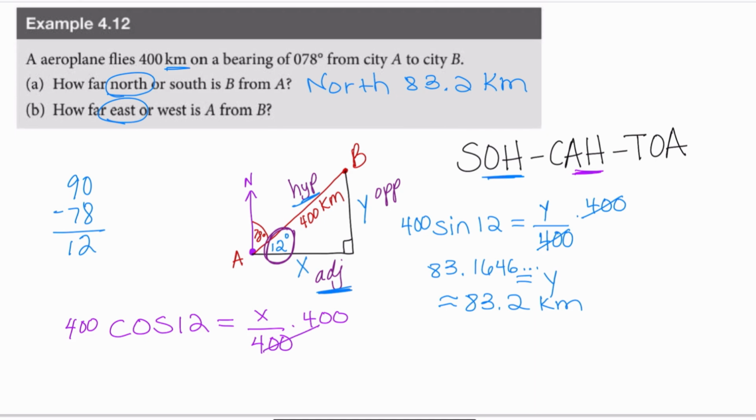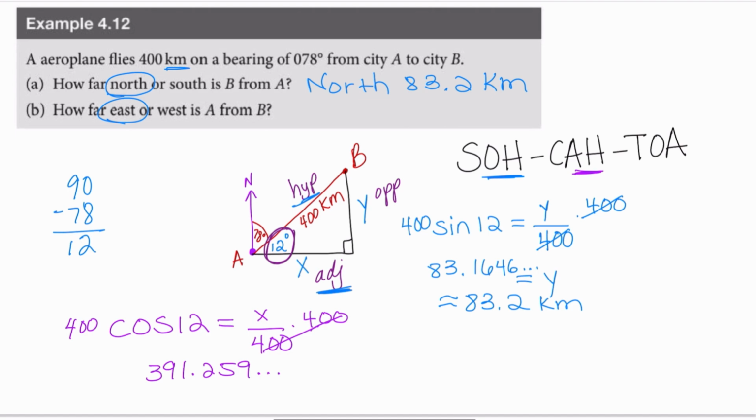Put this straight into your calculator, and you're going to get 391.259... Always make sure that you write down 5 or 6 decimal places. In this case, because 391 is already a bigger number with a lot of digits, I just went ahead and did 3 decimal places, okay?